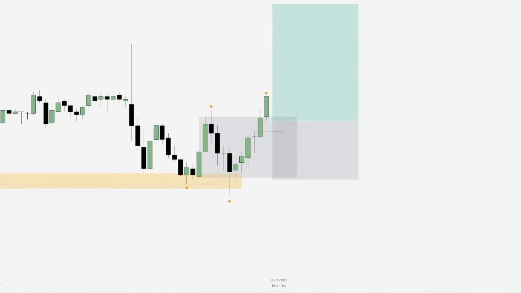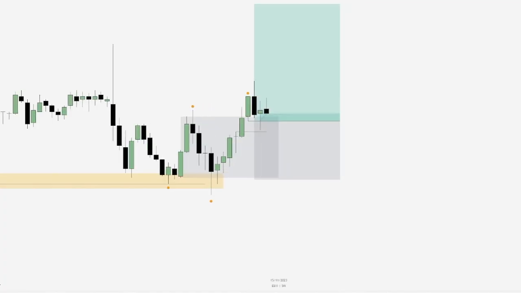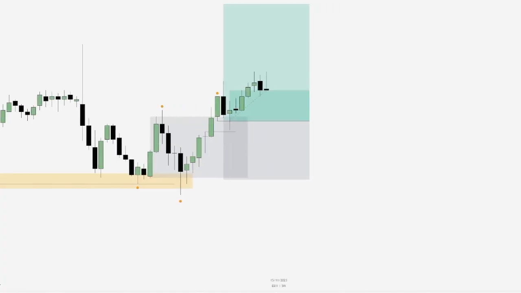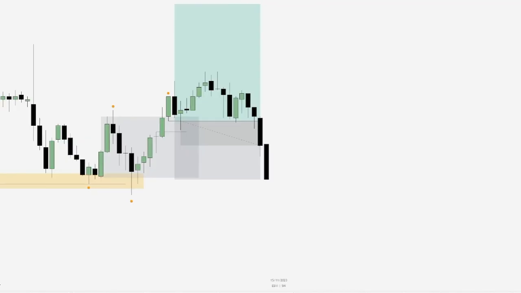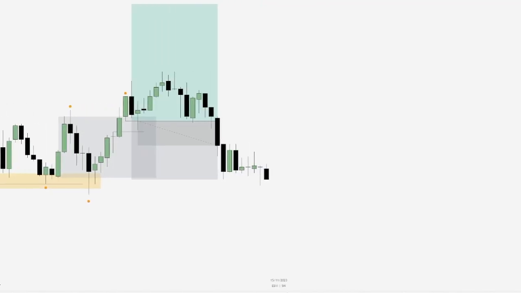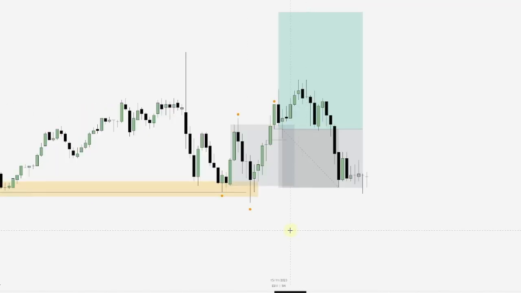So let's see how this works out. But here we get filled. And there we get stopped out. You can see in this example, we swept sell-side liquidity after the open. We displaced through the breaker block. We created a unicorn model, took an entry, and then it stopped us out.